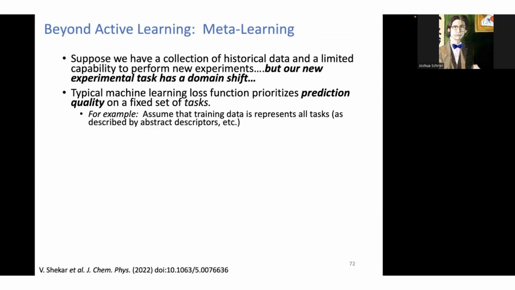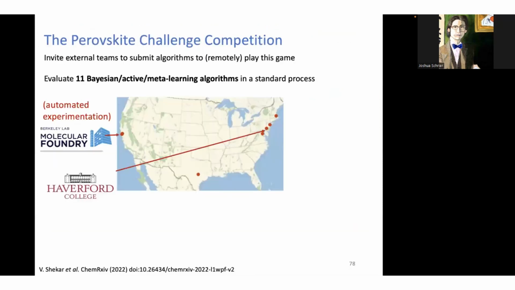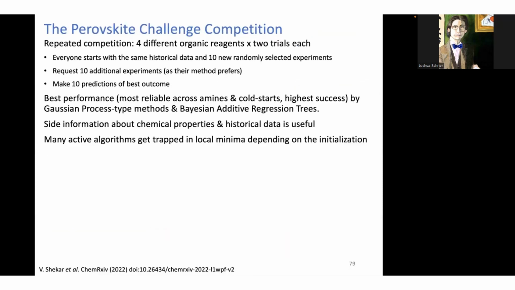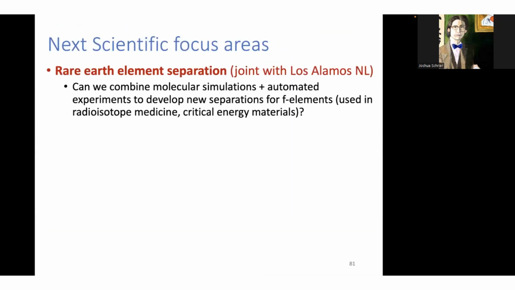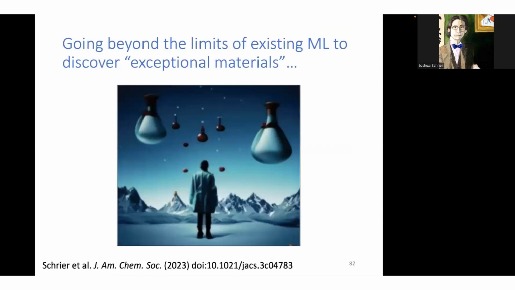All right, cool. So that's neat, right? I guess all this stuff really helps in the lab, or potentially can help people in the lab. We're wrapping up the perovskite project for now. But essentially, ongoing projects are to apply the same set of relatively simple ideas to problems in rare earth element separation and in liposomes, studying how fatty acids assemble into protocell-like structures.